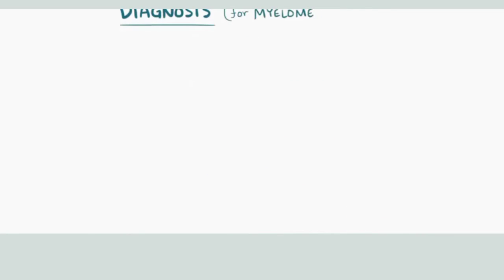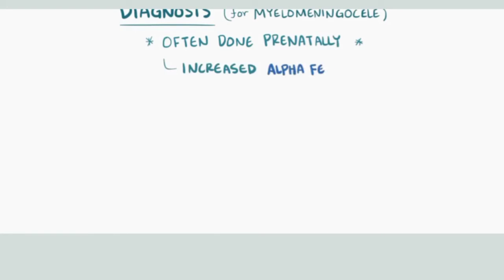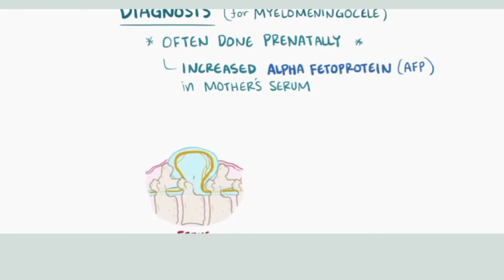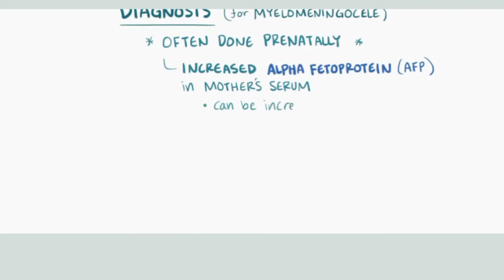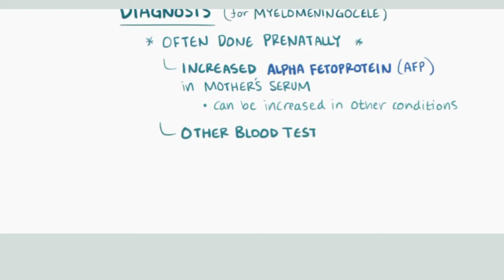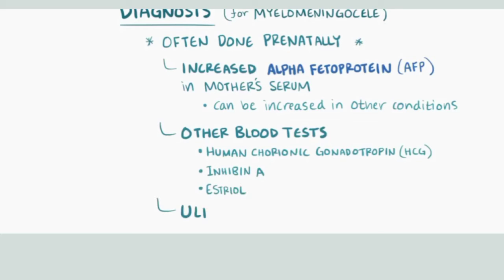Diagnosis for the most severe form of spina bifida, myelomeningocele, is often done prenatally by looking for an increased level of alpha-fetoprotein, or AFP, in the mother's serum, which can happen when the skin surrounding the fetus's spine is missing and AFP leaks into the amniotic fluid and into the mother's bloodstream. AFP, though, can be elevated in other conditions as well. So in order to get a more exact diagnosis, additional blood tests for human chorionic gonadotropin, or HCG, inhibin A, and estriol, as well as an ultrasound, are usually done. In more serious cases, amniocentesis, where a sample is taken directly from the amniotic sac surrounding the fetus, can be performed.